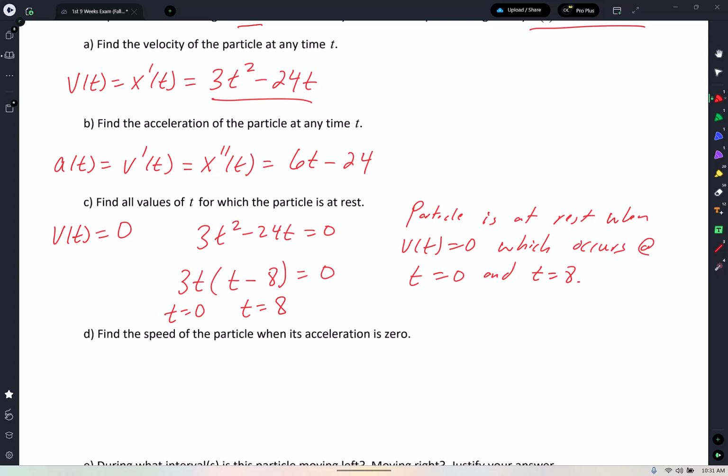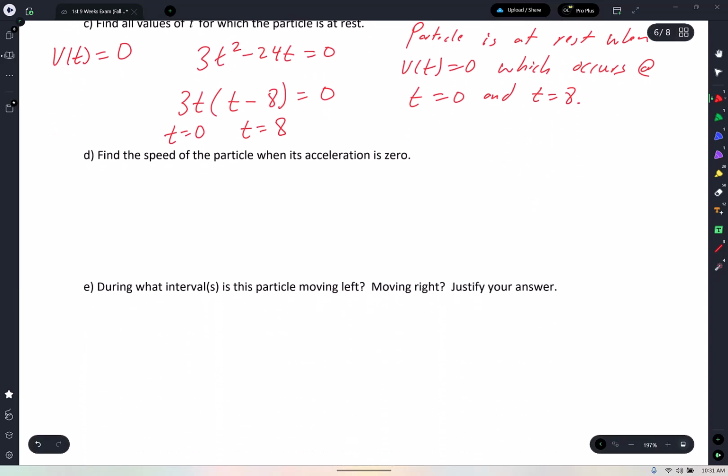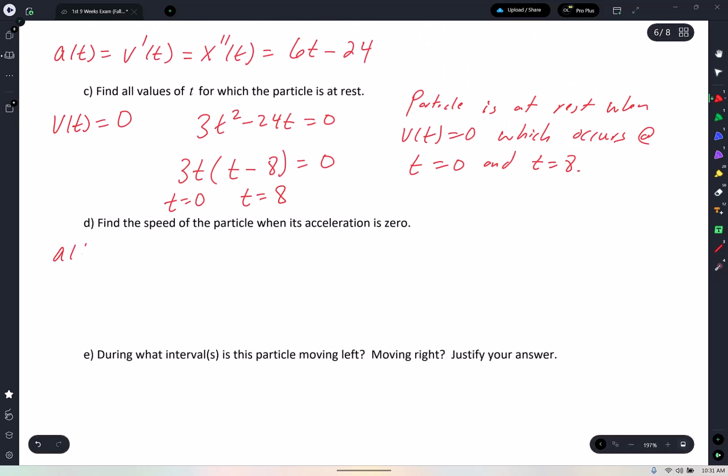Does that make sense to you guys? Okay. Letter D. Find the speed of the particle when its acceleration is 0. All right, steps. What do I do first? Set acceleration equal to 0. So I come back and I just write, well, I'm going to have to set that dude equal to 0. So what's my acceleration? 6t minus 24 equals 0.